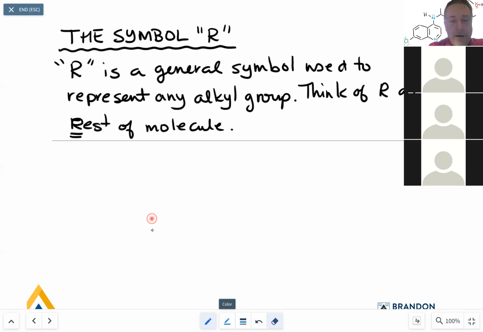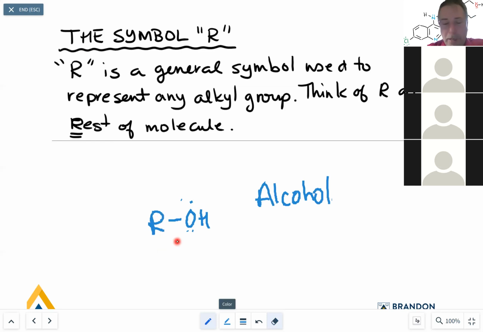So if you ever see R, like ROH, what we've got here is an alcohol. And it doesn't matter if it's methanol, ethanol, butanol, whatever. It's just the rest of the molecule. So if you ever see an R, that's what that means.